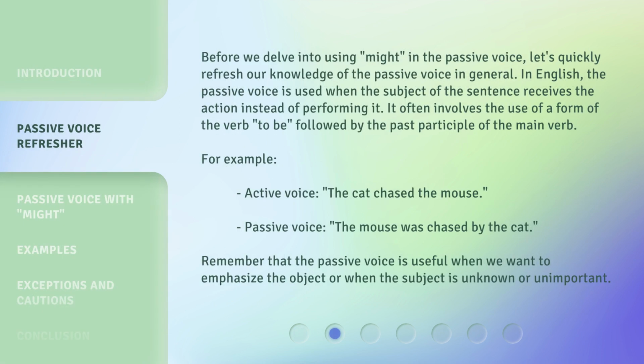Before we delve into using might in the passive voice, let's quickly refresh our knowledge of the passive voice in general. In English, the passive voice is used when the subject of the sentence receives the action instead of performing it. It often involves the use of a form of the verb to be, followed by the past participle of the main verb. For example, active voice: the cat chased the mouse. Passive voice: the mouse was chased by the cat. Remember that the passive voice is useful when we want to emphasize the object or when the subject is unknown or unimportant.